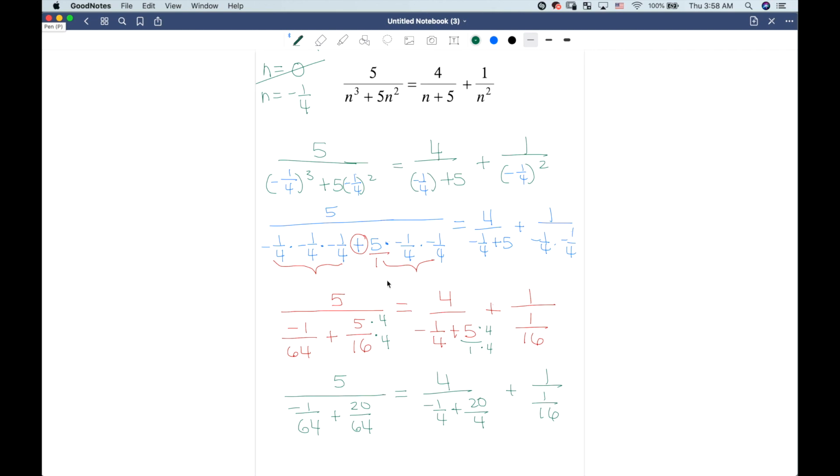When you have the same denominator, you just have to worry about the numerator. So negative 1 plus 20 is actually positive 19, and the denominator stays the same. So this is going to be 19 over 64. Negative 1 plus 20, that's positive 19. The denominator stays the same. So that's positive 19 divided by 4.